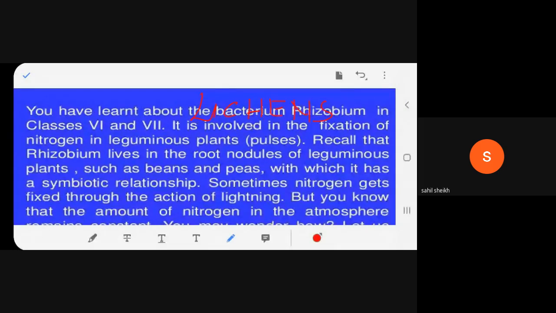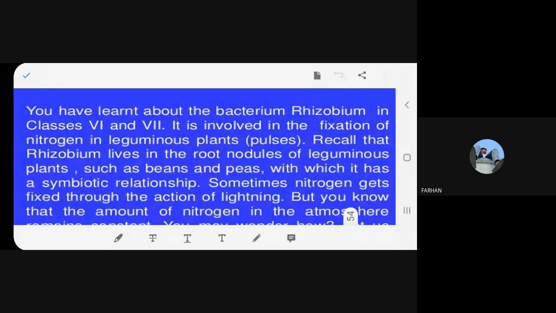Now, in this case, tell me who is helping whom and how. Which are the two organisms where you are finding a symbiotic relationship? Here is fungus and algae. Now we are not talking about lichen. What are we talking about right now? We are talking about Rhizobium bacteria, which is found in the root nodules of leguminous plants. Right? Is it right?